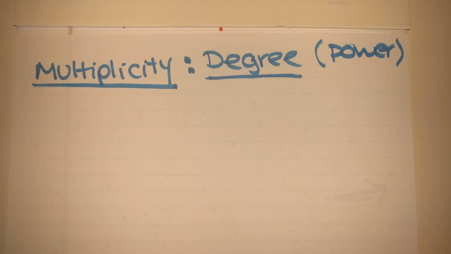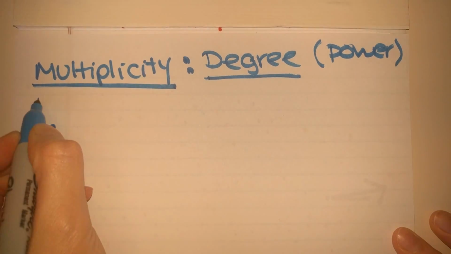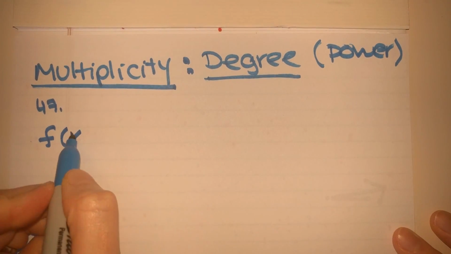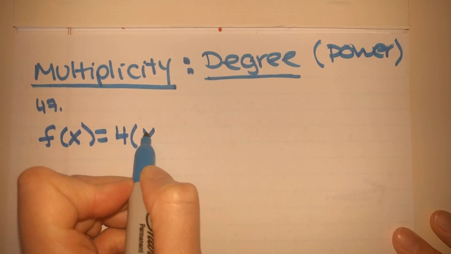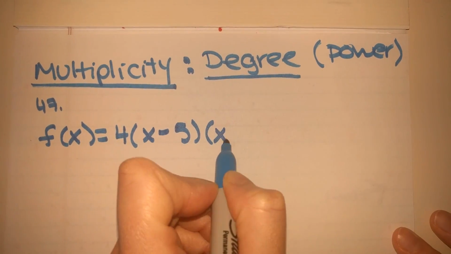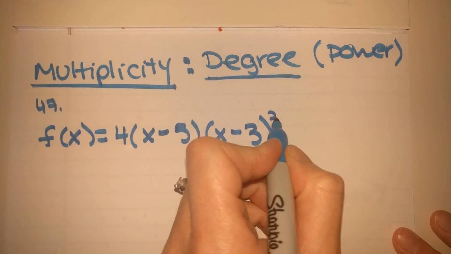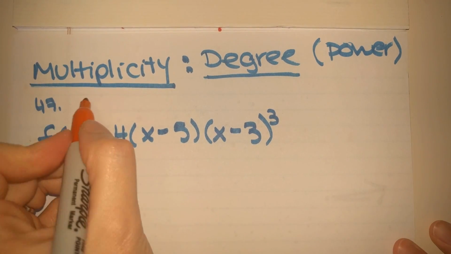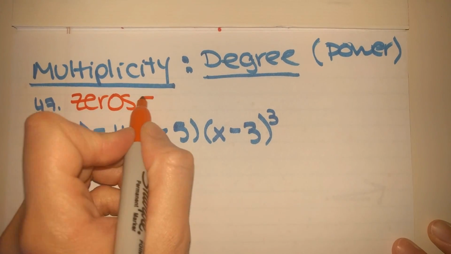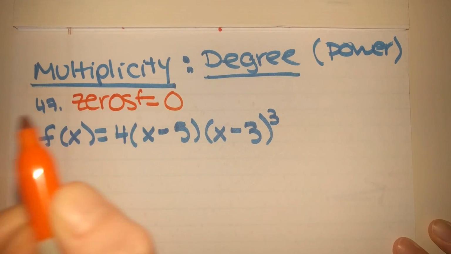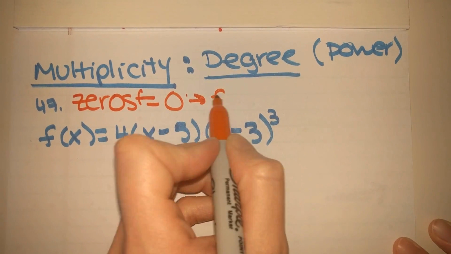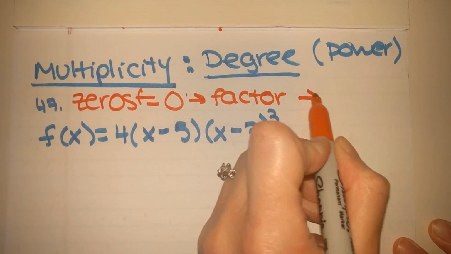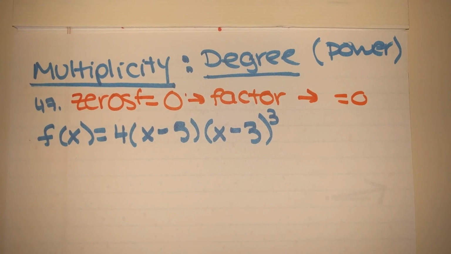So if you look at a question like number 47 here, you have f of x is equal to 4 times x minus 5 times x minus 3 to the third power. Now, it first asks us to find the zeros. So remember, to find the zeros, we just set the function equal to 0, and then we factor, and then we set each of those factors equal to 0.